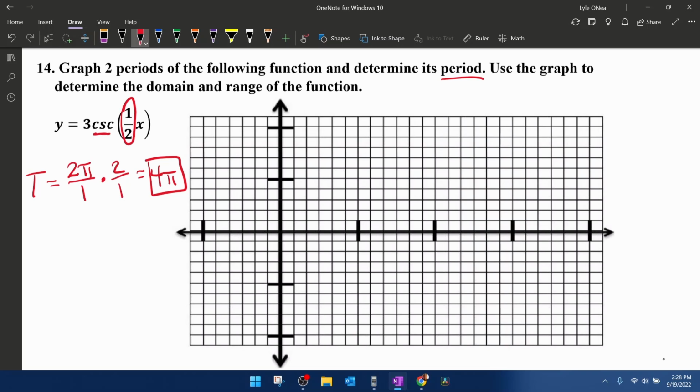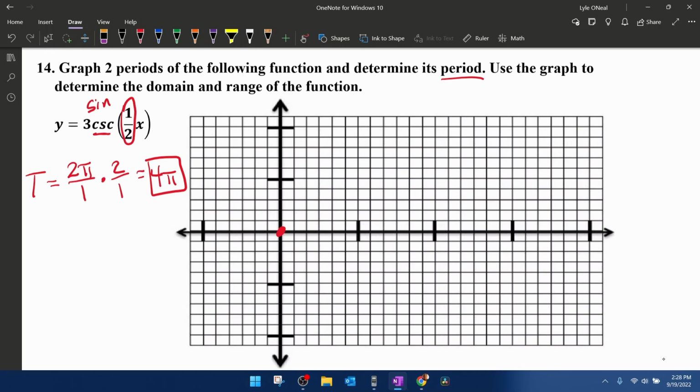And then what we're going to do is we're going to follow the steps for graphing sine. Sine is related to cosecant. If we had secant, then we would graph as we were graphing a cosine. So here we go. Sine starts at the origin. So I'm going to put a dot at the origin. If I had a phase shift, I would scoot that point over, but we don't have a phase shift, mainly because we don't have a value for C.